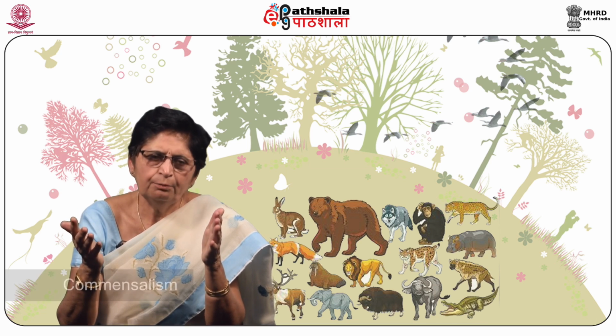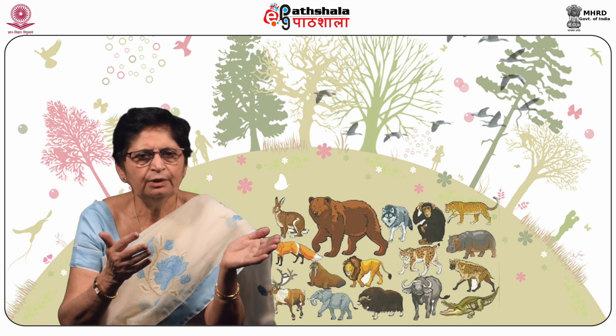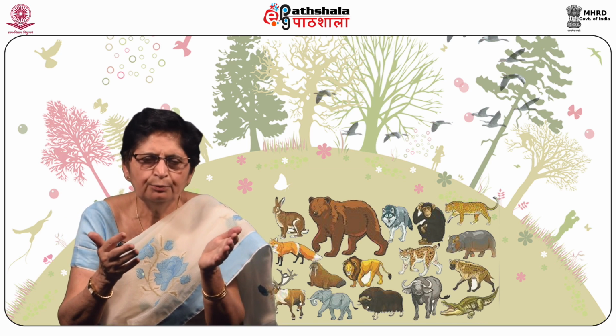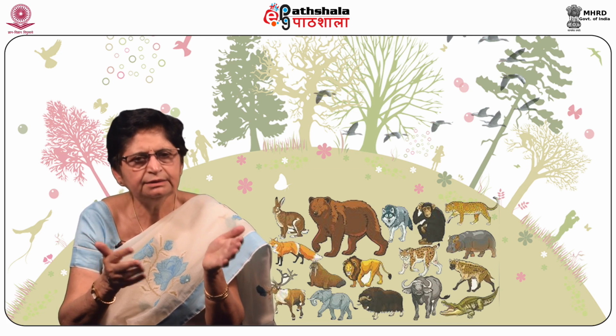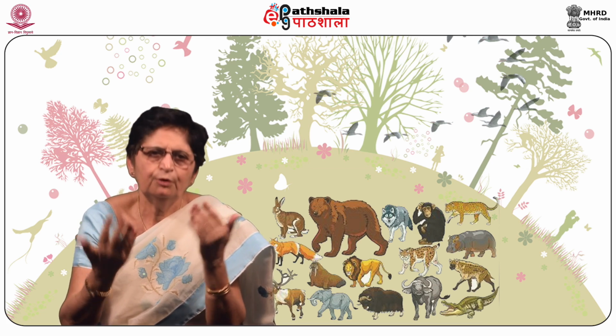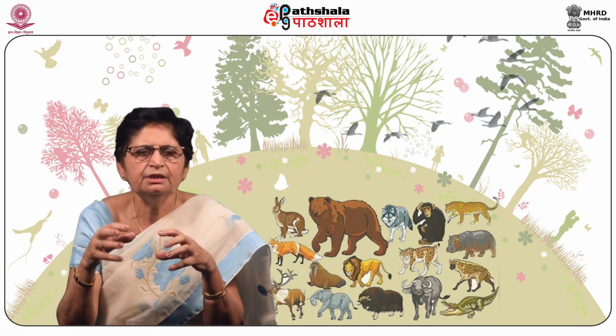The second one is commensalism, which is like a paying guest, in which only one of the populations is benefited and the other population remains neutral. The benefited population's growth is dependent upon the host population. The other type of interactions are the negative interactions.